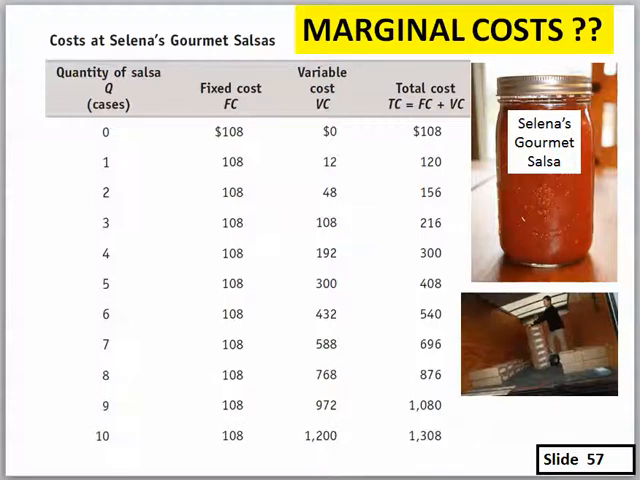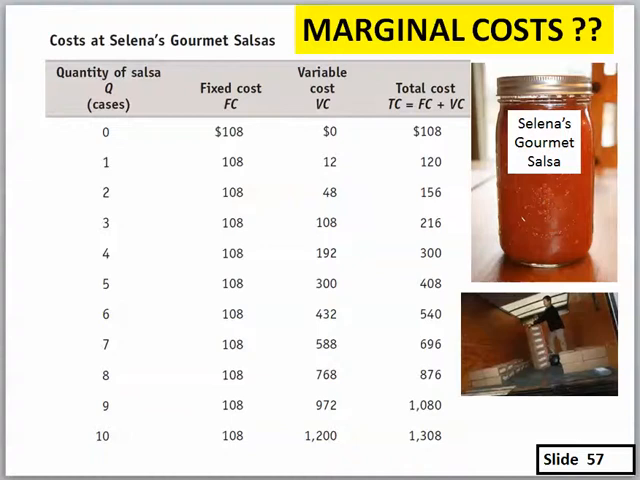So, taking what we already know, we have a quantity of salsa, number of cases, and notice that we increase each time by 1 case. Notice our fixed costs. Fixed costs are the same no matter how many cases we produce. It's $108. Then we have variable costs, and those variable costs go up as the number of cases increases. We know how to compute our total cost. That's our total cost is the fixed cost plus the variable cost. So we've got some numbers to work with.